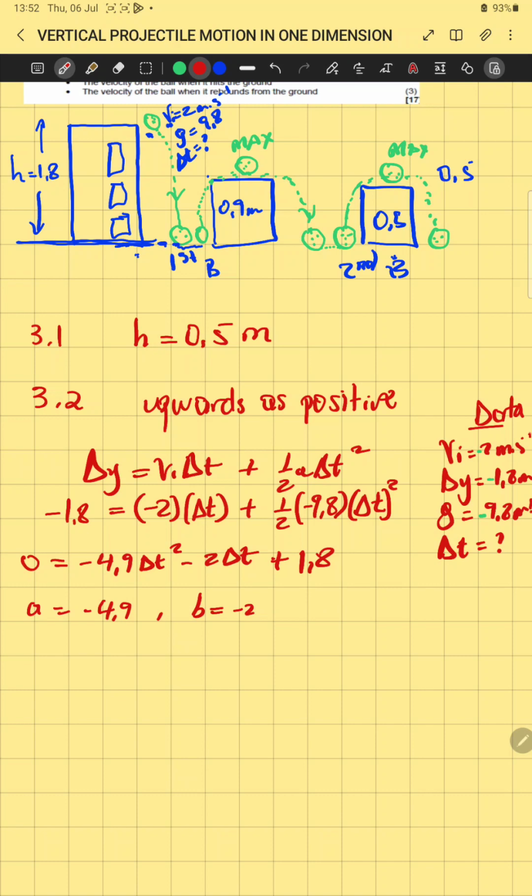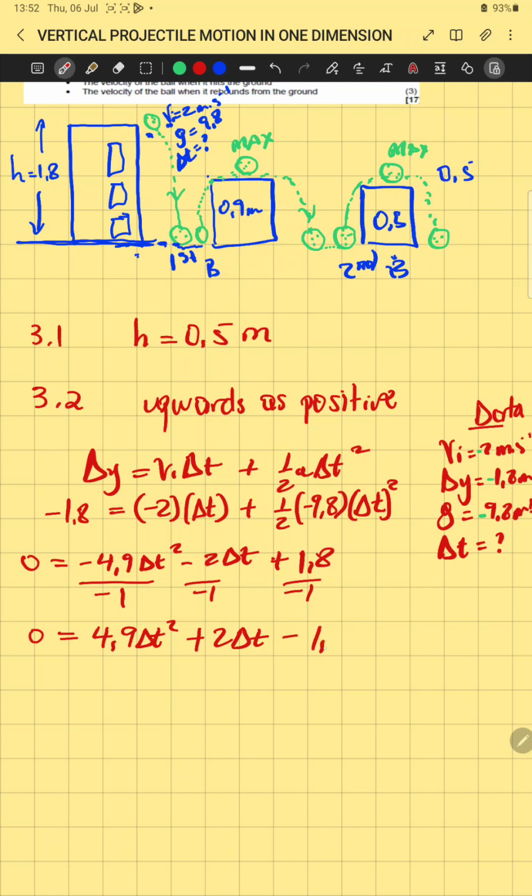Sorry, just before we go on, we need to divide each term by a negative sign. So we divide through by negative 1, and then we have 0 equals 4.9 delta t squared plus 2 delta t minus 1.8. Then we say the value of a is 4.9, b is 2, and c is negative 1.8. And then we go straight to the quadratic equation.